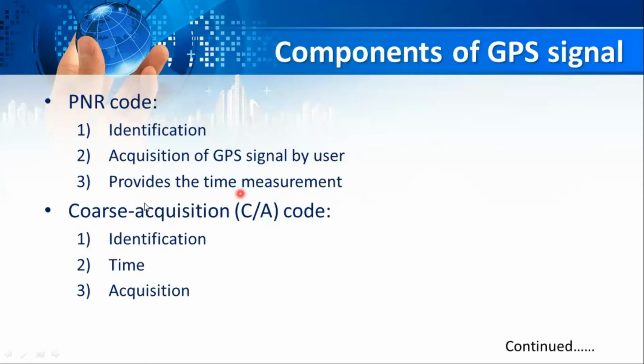And what about the coarse acquisition code? We call it the CA code also. This is also used for identification purposes. It also gives time measurement, and at the same time, it also helps in the acquisition process as well. So basically, here the time measurement is more predominant than acquisition.